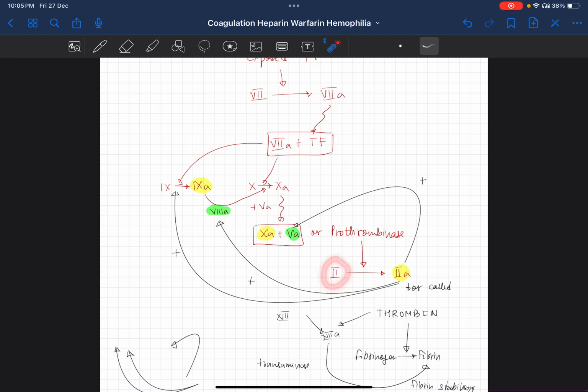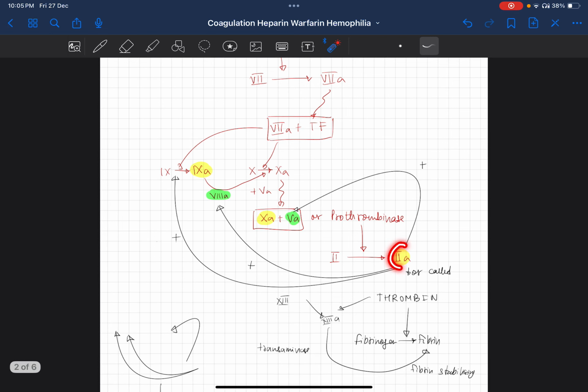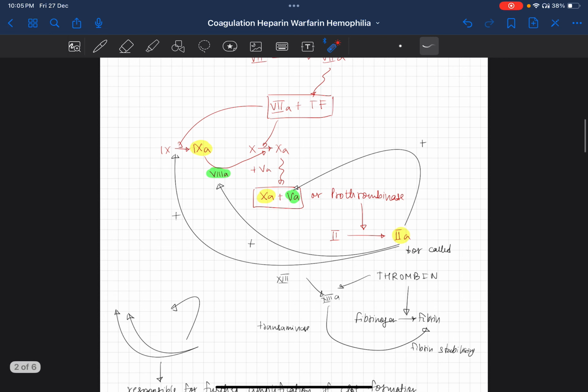Prothrombinase will break factor 2, or activate factor 2 to factor 2A. Factor 2A is also called thrombin. Thrombin is the main culprit, the main hero of your story. Many functions you will get. You open Robbins, you open Goodman Gilman, you open Katzung, you will get to know. You open Guyton, you open Ganong. Thrombin is your main thing. Factor 2A is also called thrombin.